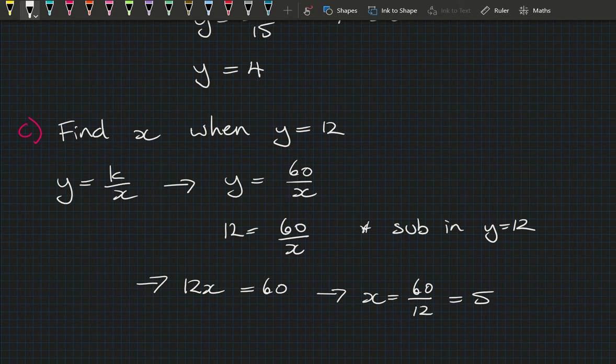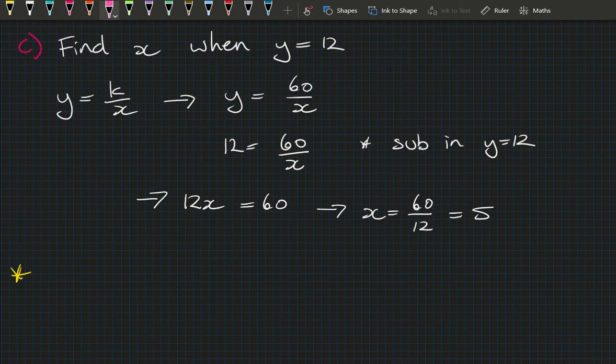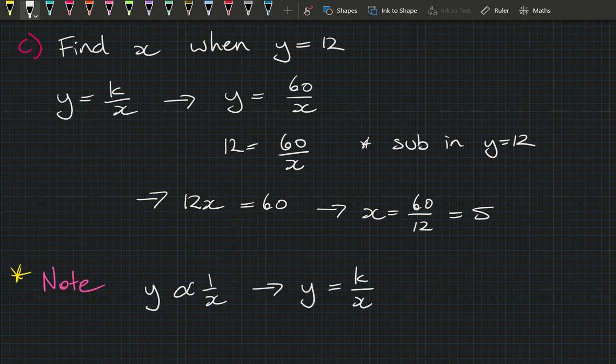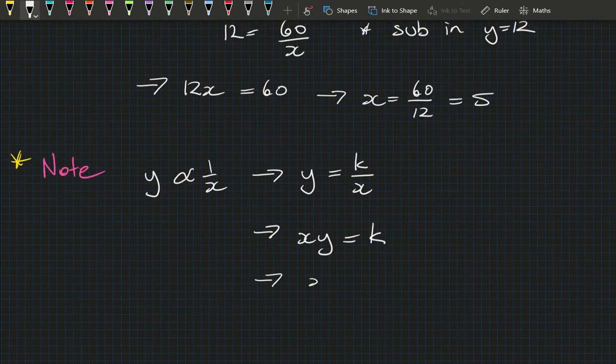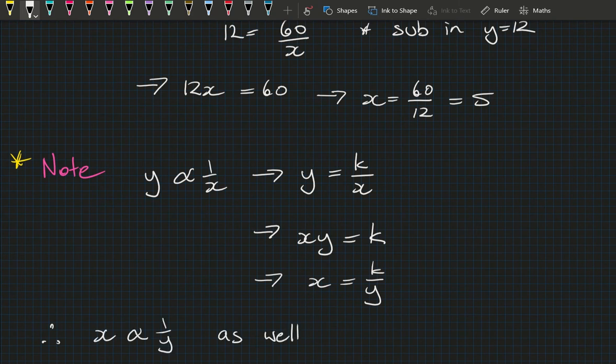So just like I did with the direct proportionals, I think we should make a note here. And that is, if Y is inversely proportional to X, then Y is equal to K on X. And we could also express that as X times Y equals K, right? But if I was to divide both sides by Y, we end up with X equals K on Y. And X is inversely proportional to Y as well. So just like directly proportional, inversely proportional is a two-way street.